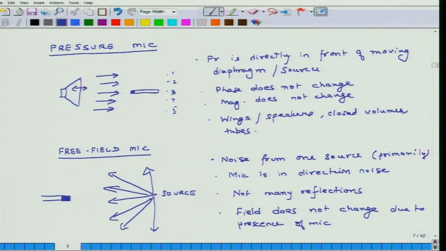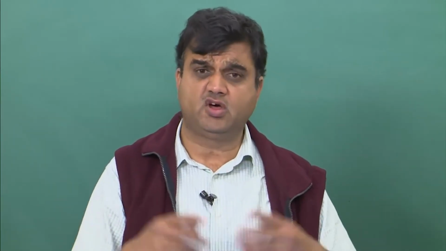Okay. So, what does this mean? We understand noise has to be from one source, the microphone is there and it is in the direction of the noise, not many reflections. The last point is that the field should not change due to the presence of the mic. One property of sound is that if its wavelength is comparable to the size of an object, then the sound pattern changes. The pressure field, the variation of pressure with respect to x, y, z, it changes. This is true for all waves, not only sound waves.